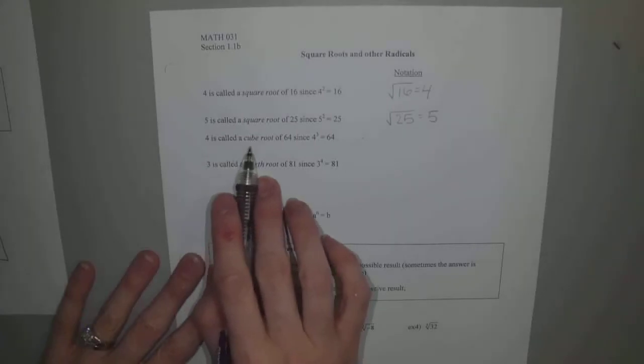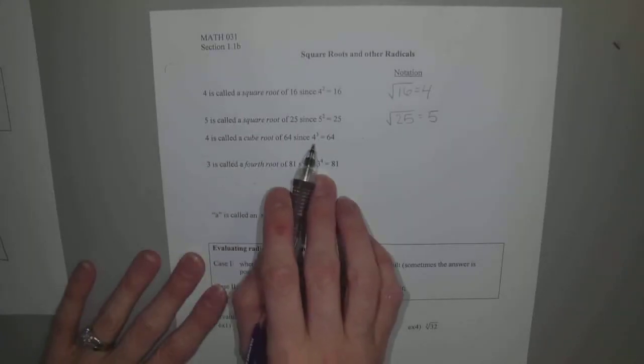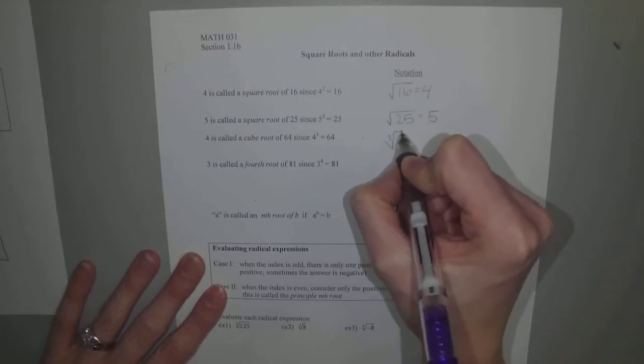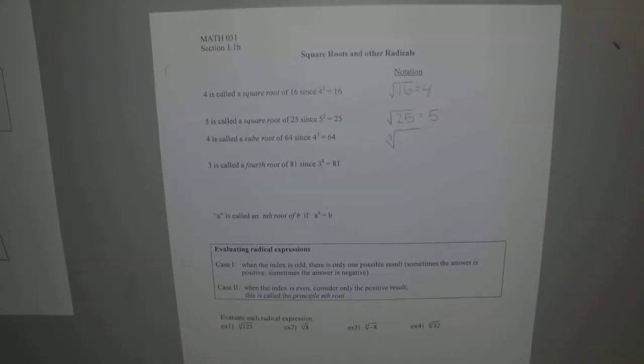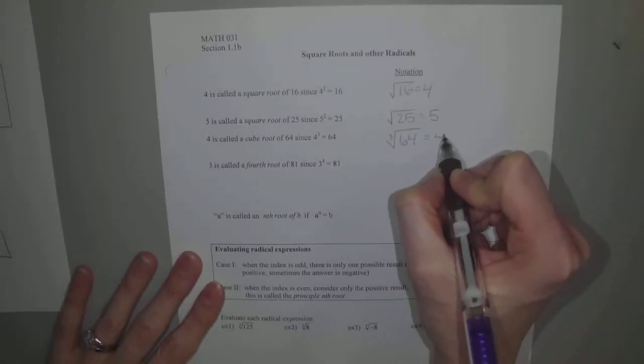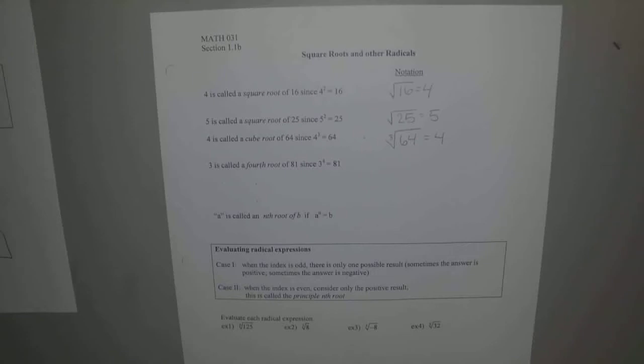So 4 is called the cube root of 64 because when you cube it, you get 64. So what you do is you write a little 3 inside the root. So that's the cube root there. And you say, okay, what are we cube rooting? 64, and we'll get 4. So it's just backwards. Addition undoes subtraction. Division undoes multiplication. Taking roots undoes squaring or cubing or whatever it may be.